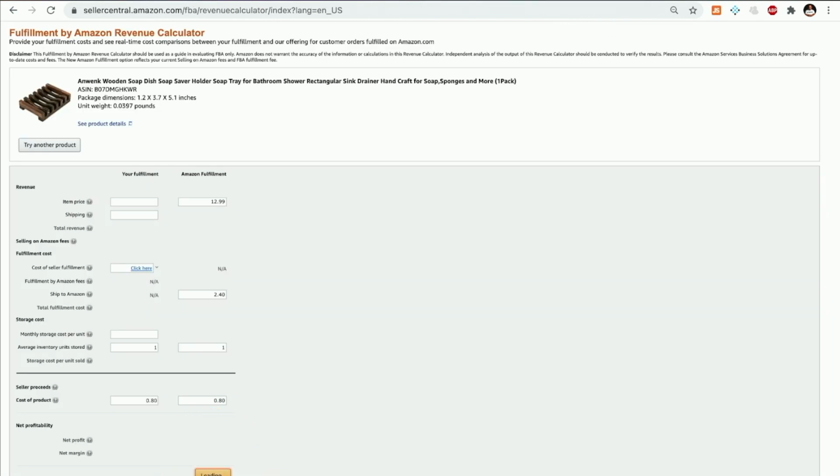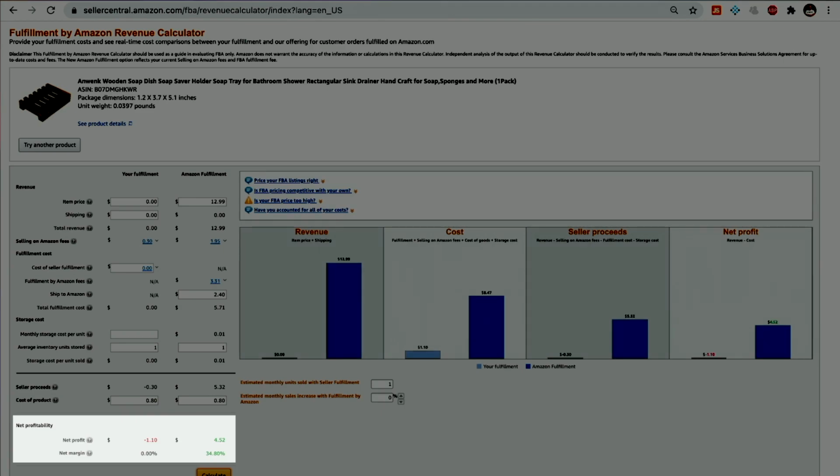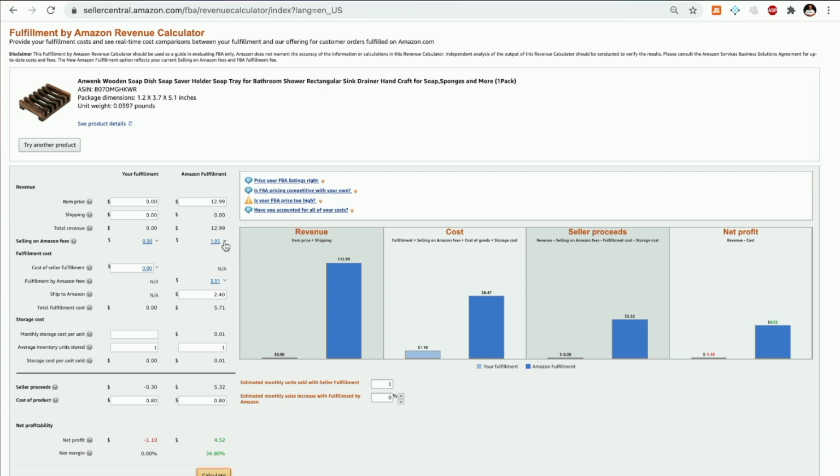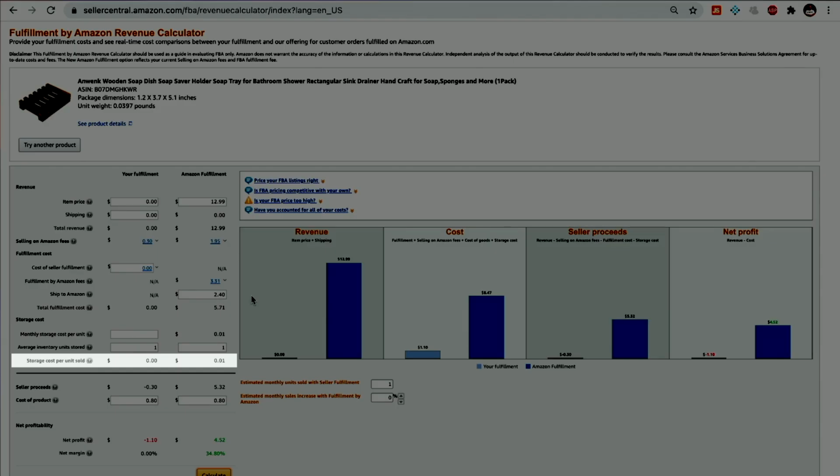Hit calculate and you can see what your profit margin is here. The calculator will also show you what your Amazon fees are. You can see here that the Amazon fee, which is called the referral fee, is usually 15% of the sale price. And down here is the fulfillment fee, which is based on the size and weight of the product. And you can also see the storage fee per unit here. Okay, and that's it. Using the calculator eliminates the risk of you making a mistake trying to calculate it on your own by using the wrong fee structure or the wrong product size and weight.